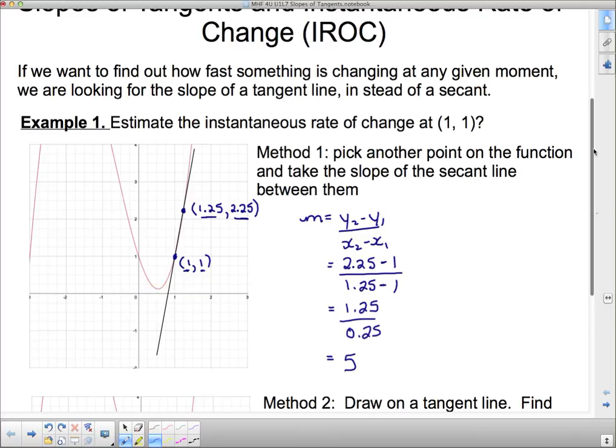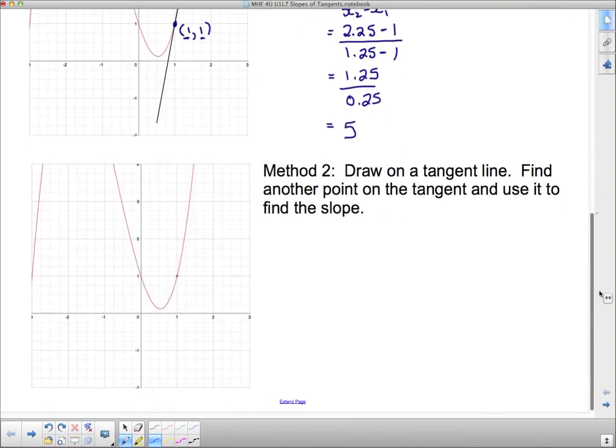Now, let's look at method number two. I'm looking at the same graph. Instead of finding the slope of a secant, we're going to actually find the slope of the tangent by drawing on that tangent line and finding another point on the tangent line. So where's a nice point on the tangent line?